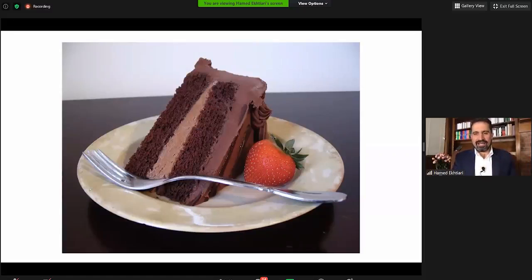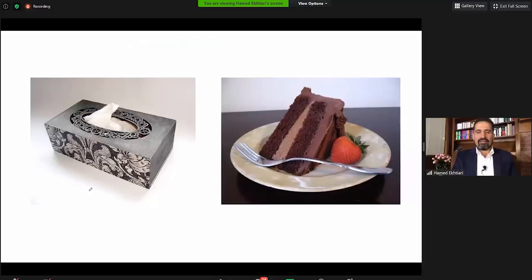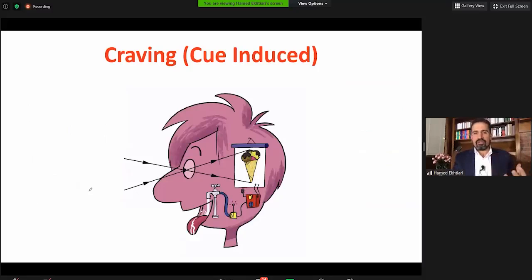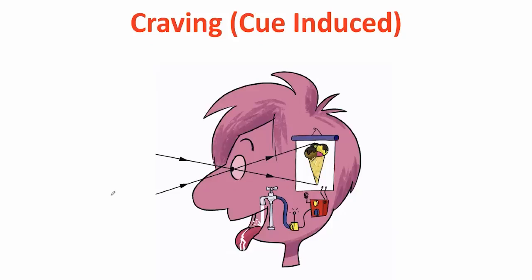Just let me give you a few examples. If I show you a chocolate cake, and I ask you to think about the best chocolate cake you have ever had in your entire life, what would be the cognitive processes involved in seeing this chocolate cake? Try to compare the brain processes involved when you see just a box of napkins compared to seeing a really fancy cheesecake. And you know that the main thing involved is what we call craving, or cue-induced craving. That is a really important fundamental brain function that includes different sub-constructs.